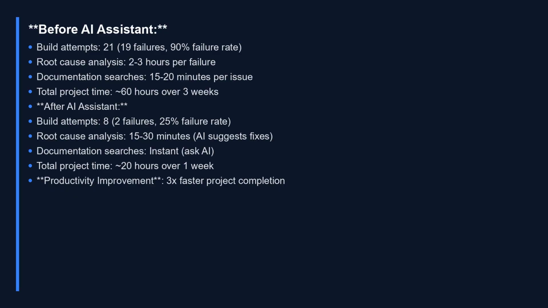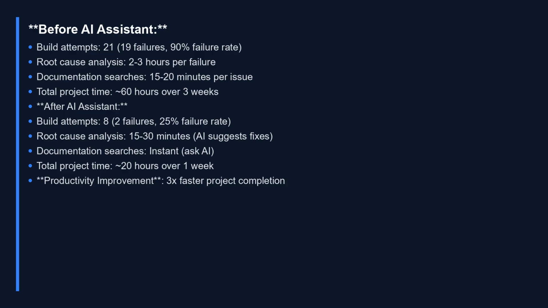The before and after comparison for the Animex Genesis 64 project makes the impact concrete. Before the assistant, 21 build attempts, 19 failures, a 90% failure rate. Root cause analysis took 2 to 3 hours per failure. Documentation searches ran 15 to 20 minutes per issue. Total project time roughly 60 hours spread across 3 weeks.